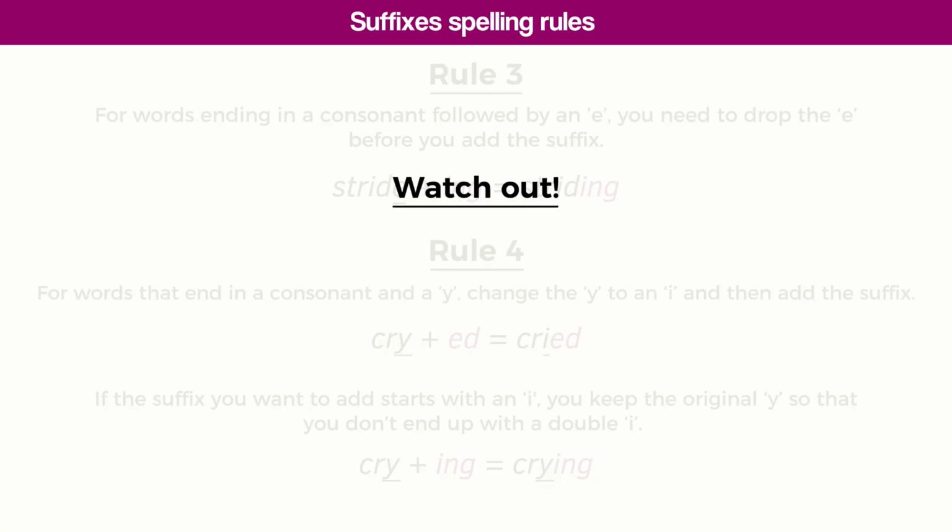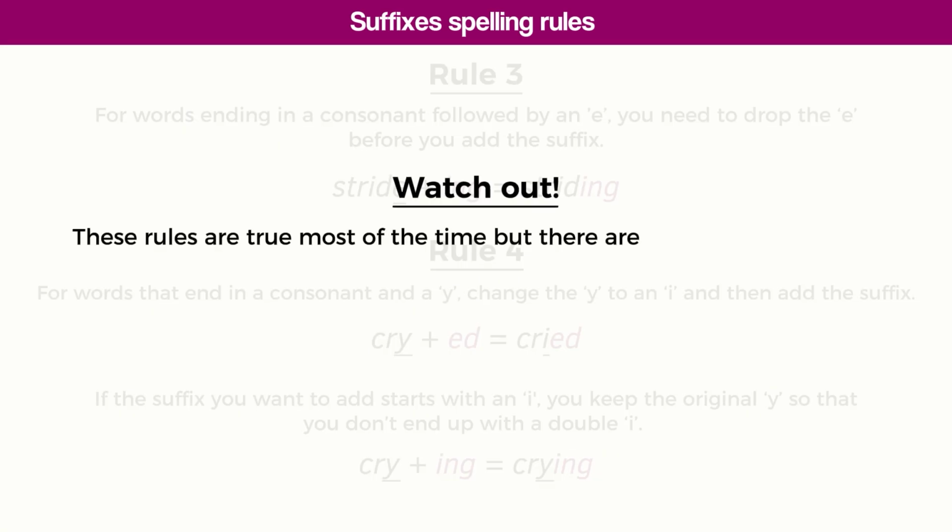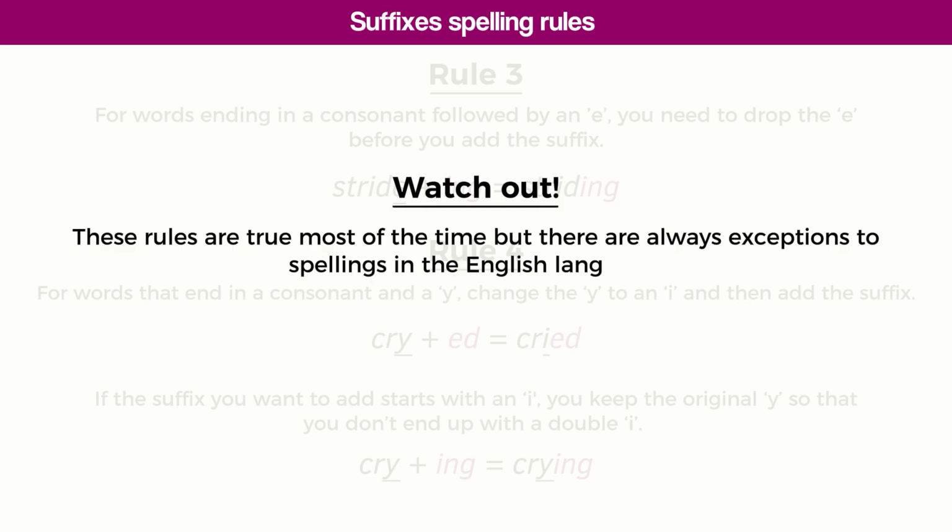Watch out! These rules are true most of the time, but there are always exceptions to spellings in the English language. For example, ski plus ing equals skiing.